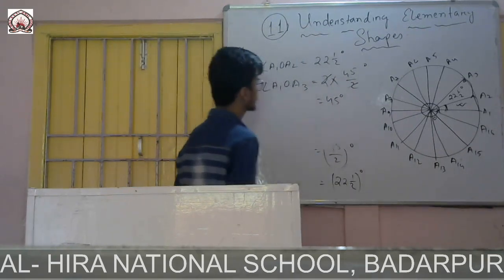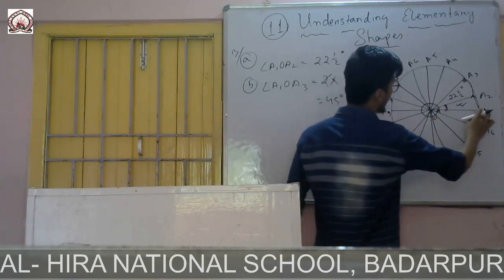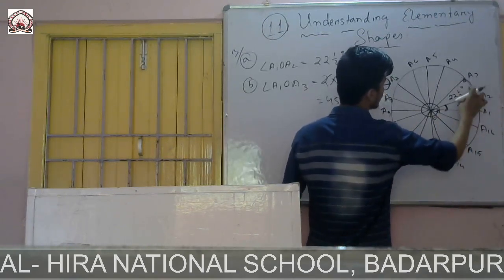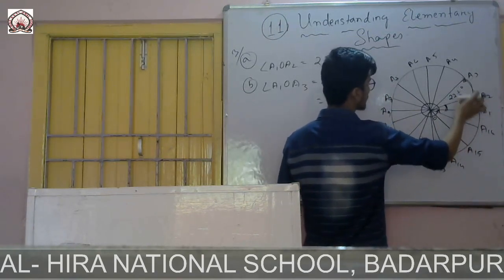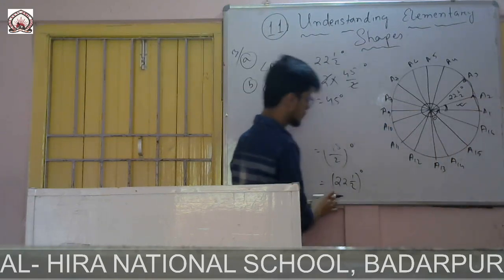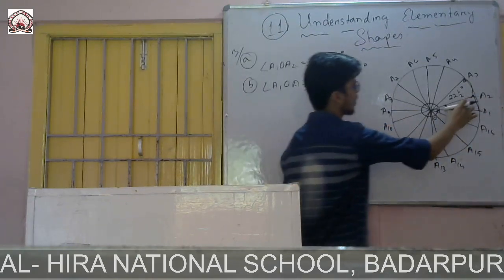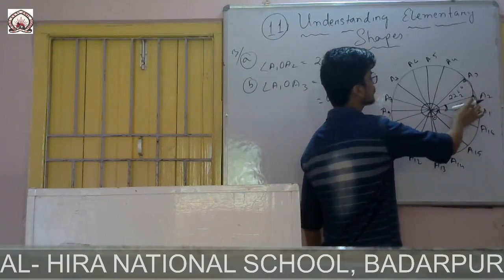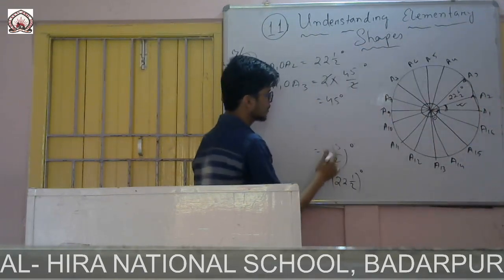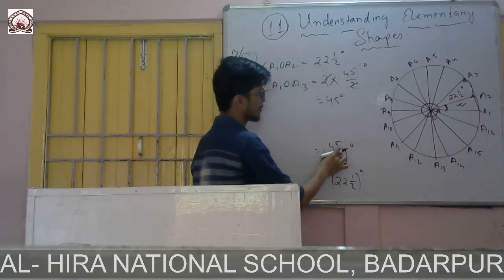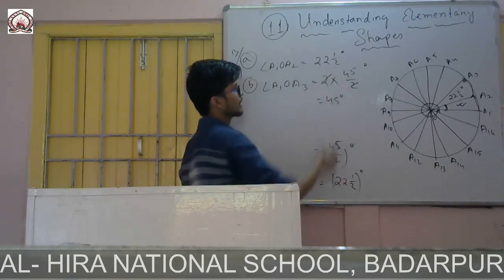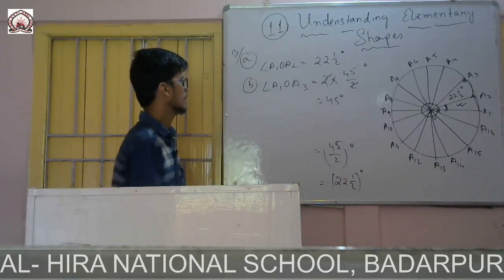Again, listen. A1, O, A2 has two parts, and each part measures 22.5. There are 2 parts, that means 2 into 22.5. In place of 22.5, I wrote the improper fraction 45 by 2, which I can cancel, and the answer is 45 degrees.